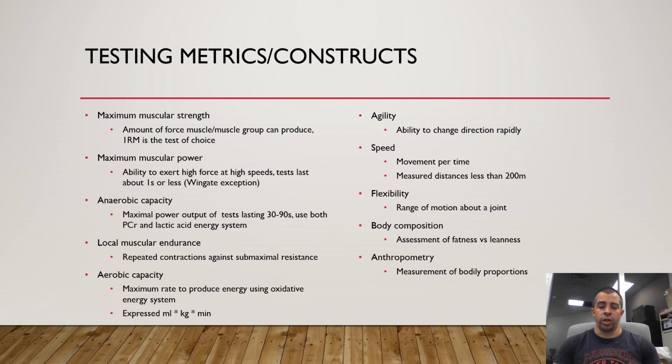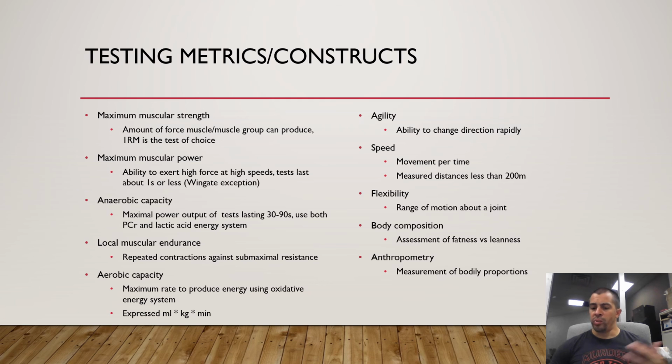Another construct might be agility, and we define agility as the ability to change direction rapidly. It's important to make sure we distinguish between agility and something like acceleration. Speed is movement per time. Typically when we're assessing speed, we're assessing distances less than 200 meters. So one lap around the track isn't really an assessment of speed per se. That's probably more so anaerobic capacity, because one lap around a 400-meter track typically takes about 60 seconds, 90 seconds, depending on the person.